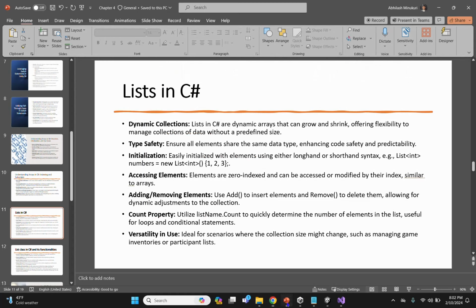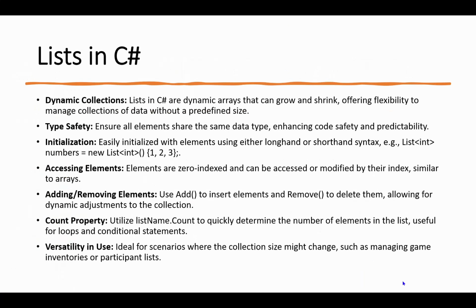So let's go back. Lists in C sharp are a powerful tool for managing collections of data, from party members in an RPG to inventory items in an adventure game. As you become more familiar with lists, you'll find they become an indispensable part of your game development skill set.